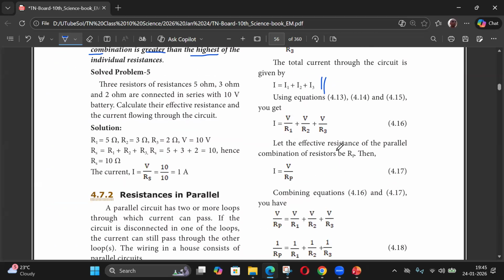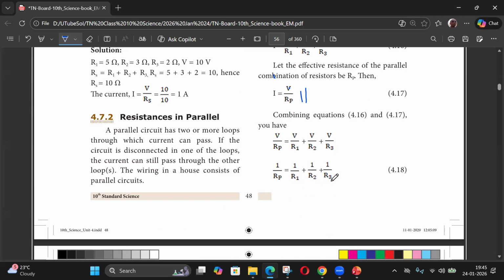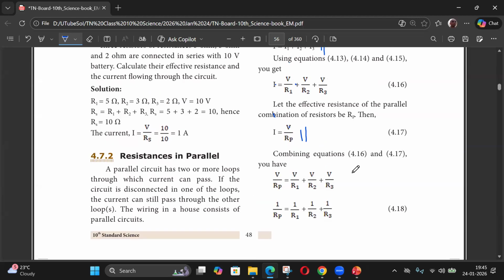So for that RP, if I use Ohm's law, I'll get this one. This I and this I are the same. That is the condition for it to be equivalent. So once they are the same, I just have to put I equal to V by RP in this one, cancel V, and I'll get 1 by RP equal to 1 by R1 plus 1 by R2 plus 1 by R3. So in series, resistance will add. In parallel, reciprocal will add, 1 by R will add.